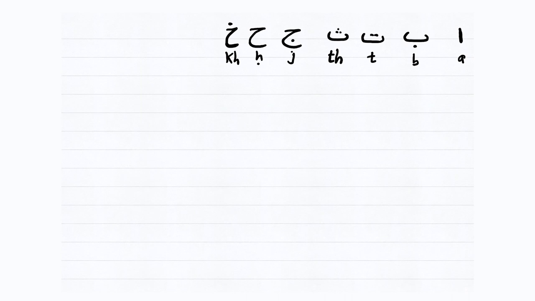And then we have dal. It's like an angle. Dal is a D, and the next one, dhal, is DH, like thou, the. You notice that dal and dhal are similar, with only one dot on top. And then I have two similar letters.